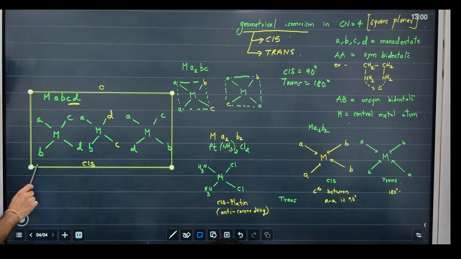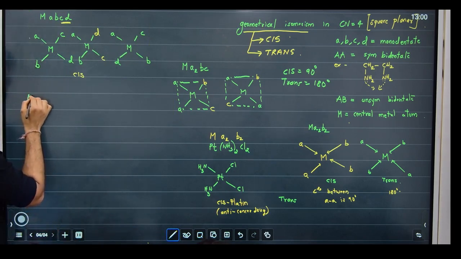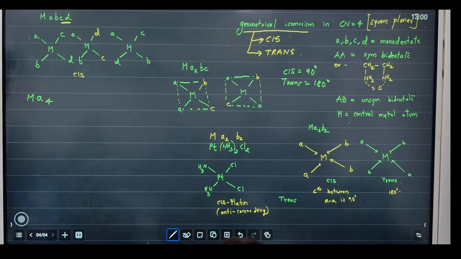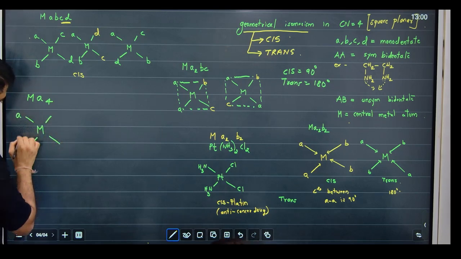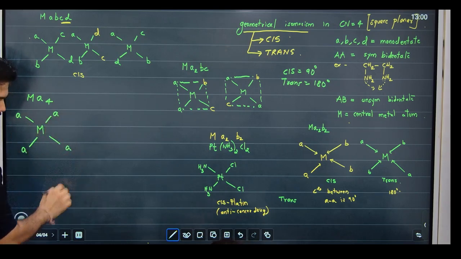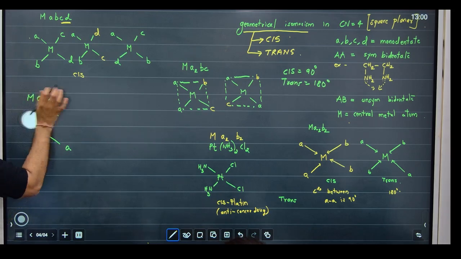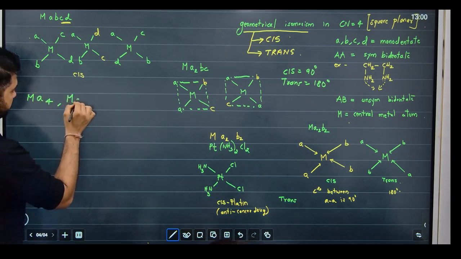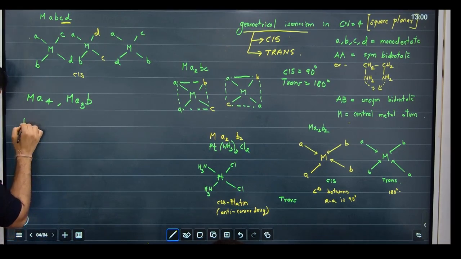Next, let's say I have M A4. How will the cis configuration, how will the trans configuration look like? This is cis and this is trans. So will there be any GI possible? What about this? No GI possible.